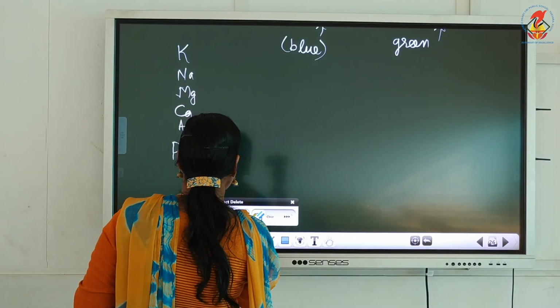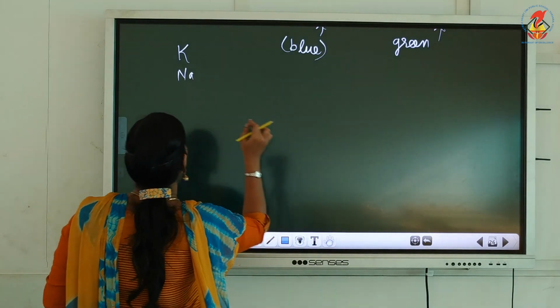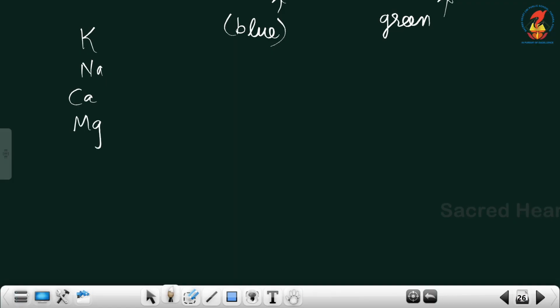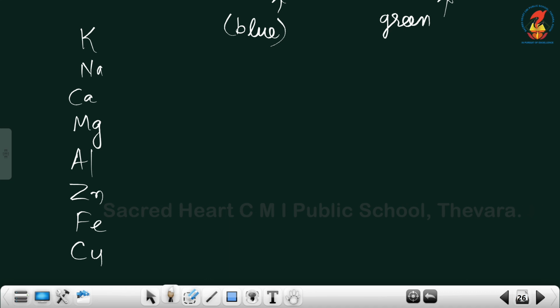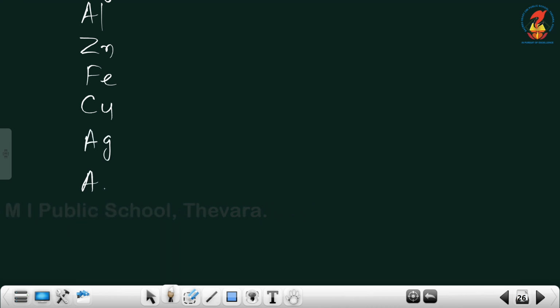Okay, so we can continue. Potassium, sodium, calcium, magnesium, aluminium. After aluminium comes zinc, then iron, then copper, then silver. After silver comes gold, then platinum. So these are the elements there. In this series one non-metal is also present that we have studied in 8th standard.